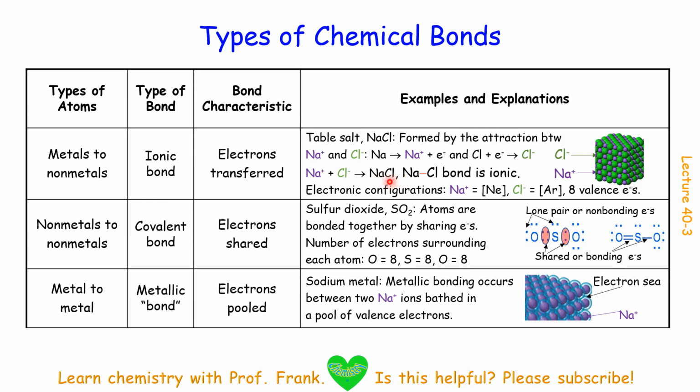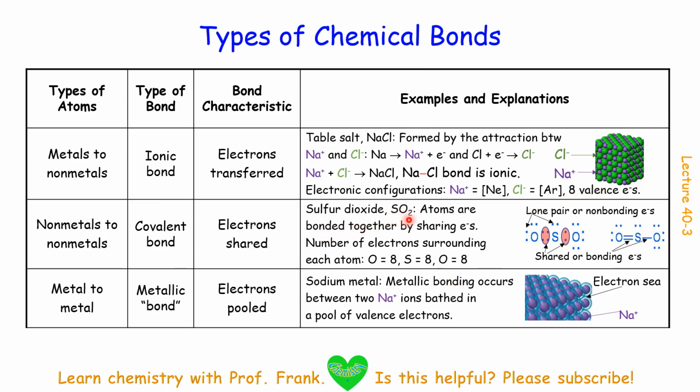Now let's take a look at the electron configuration, or the stability of the system. Na+ has neon's electron configuration, with 8 electrons surrounding it. It meets the octet rule. Chloride has the argon electron configuration, also 8 valence electrons surrounding it. That also meets the octet rule.